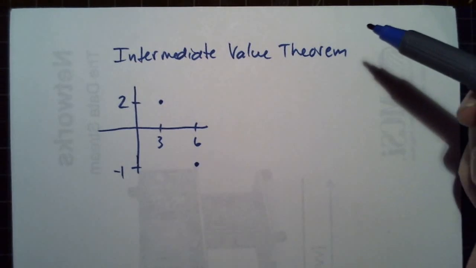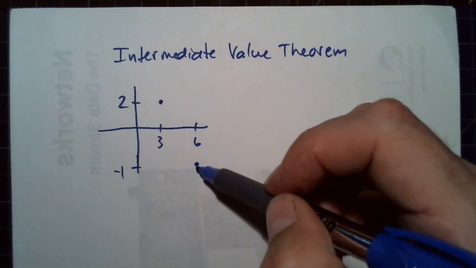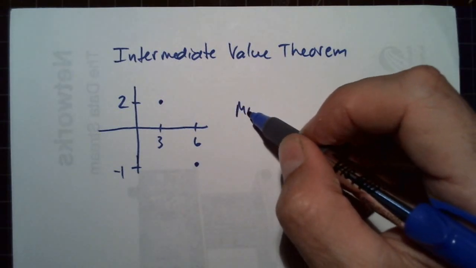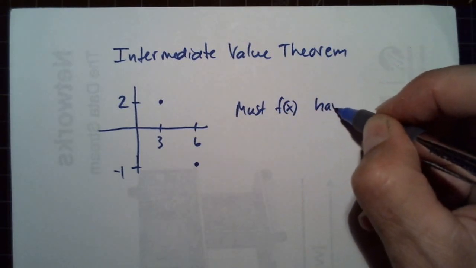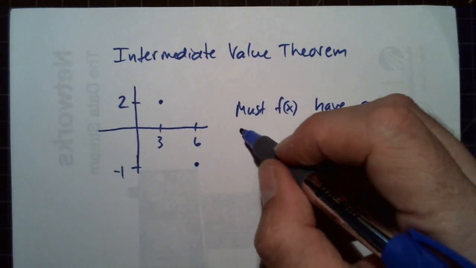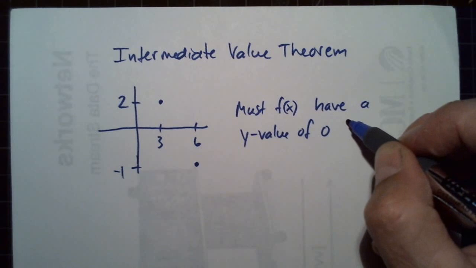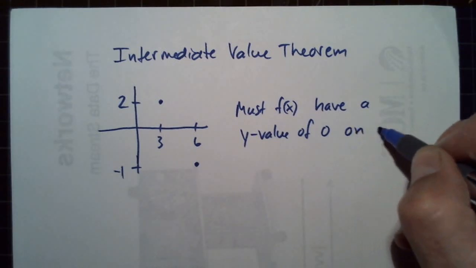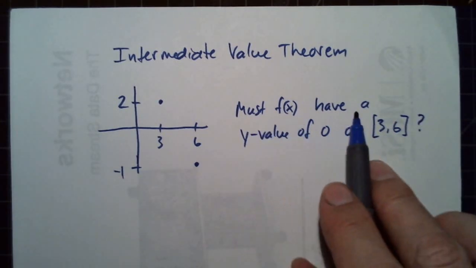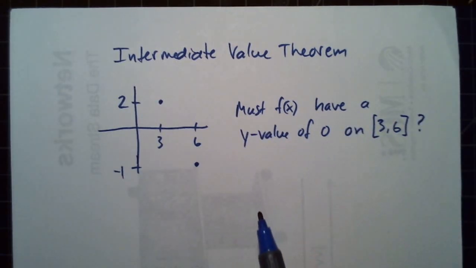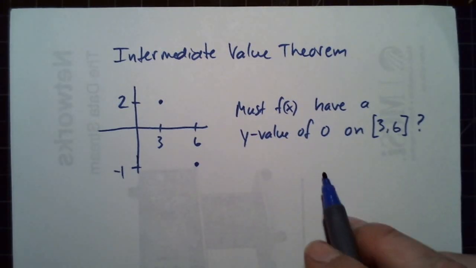All right, so we have a function, and we only know 2 points on the function, (3, 2) and (6, -1). And here's the question: must f of x have a y value of 0? And usually we don't say a y value of 0, we just say it has a 0. If this is true, then we say that it has a 0.